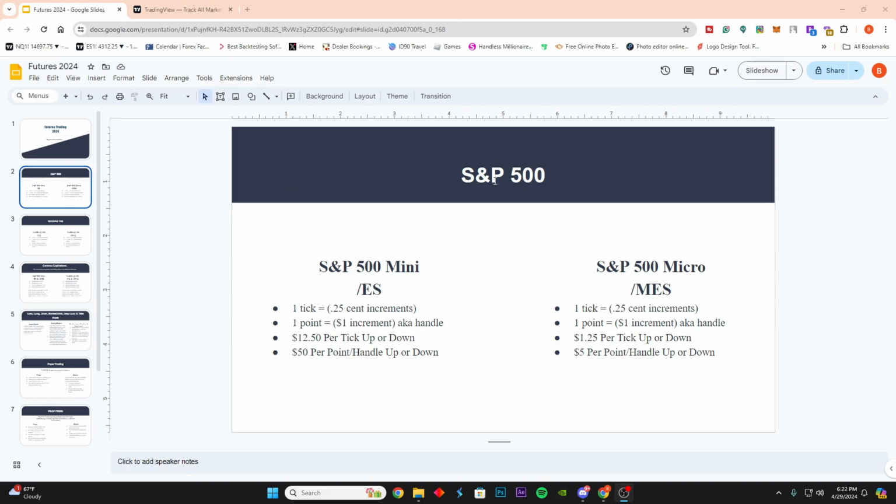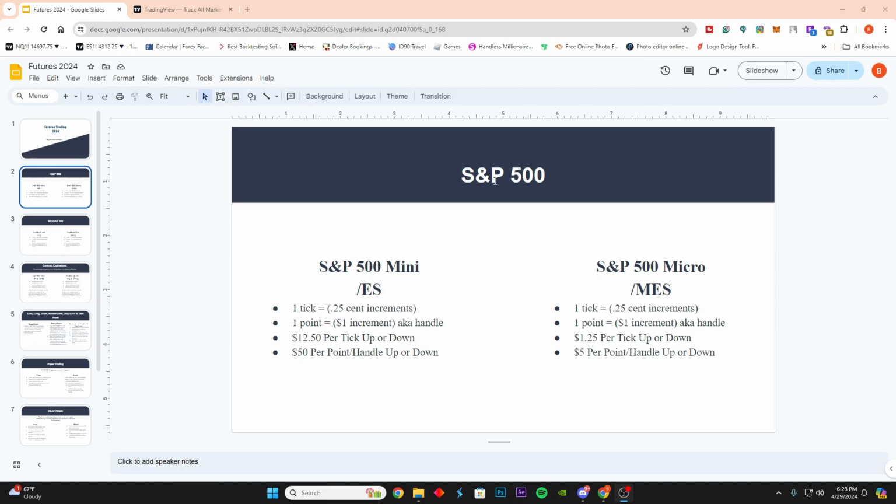Every tick value for ES, up or down, represents a $12.50 change in your balance, or your profit and loss. So every tick is $12.50. Every point or handle, up or down, represents $50.